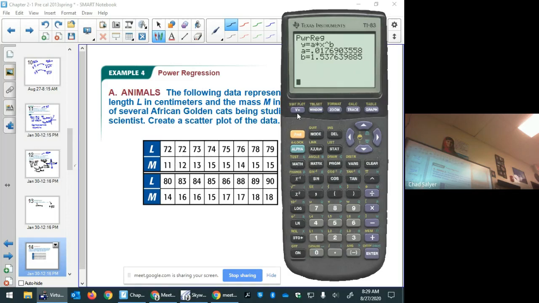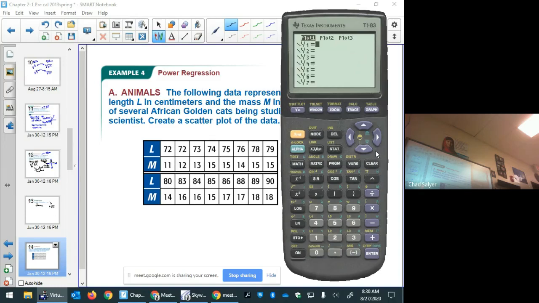So go to Y equals and clear out whatever's there. Go up to plot 1 and hit Enter. That turns it on. So this is going to show us the data we just put in. Let's choose our window carefully. Notice these lengths are between 70 and 100. So let's just go 0 to 100 for the X values. And then for the Y values, this is the mass. Let's go 0 to 25. That'll cover it all. So there's our data clustered around here.